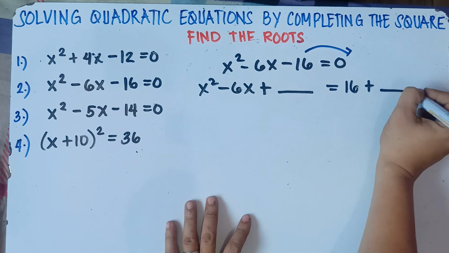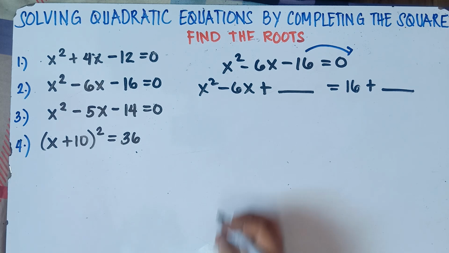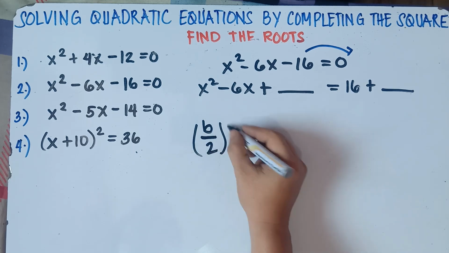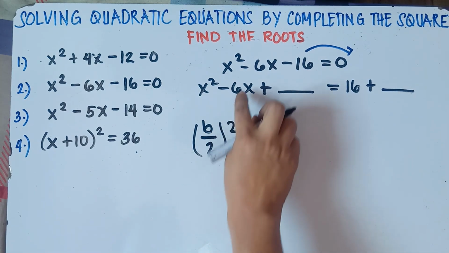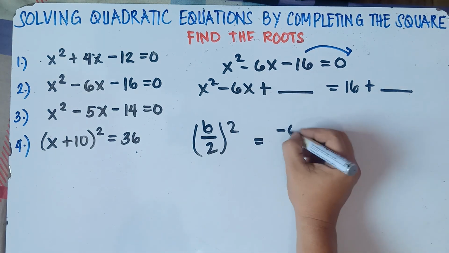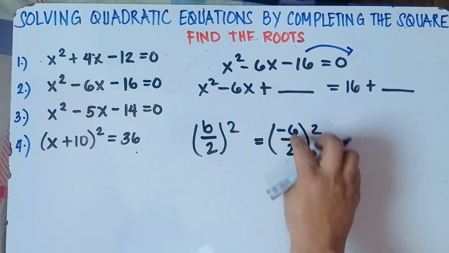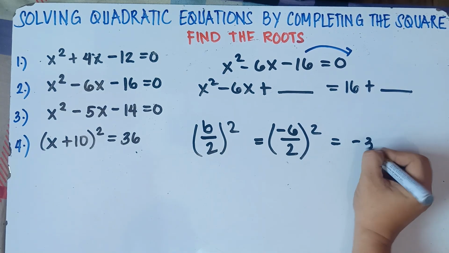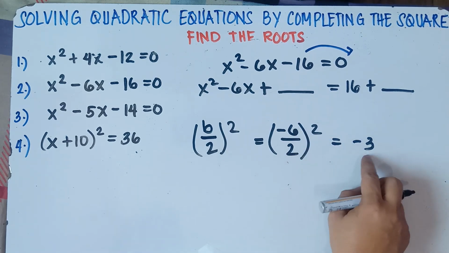plus another new constant. Now question, what would be that number, sir? So to find that number, class, we do have once again the formula, that would be b over 2 then squared. Alright, so our b is negative 6. So negative 6 over 2 then squared. So divide this one first, negative 6 divided by 2, that's negative 3. Negative divided by positive is negative. 6 divided by 2 is 3.